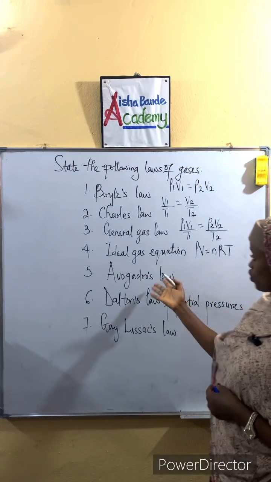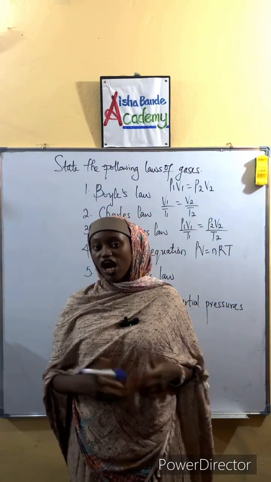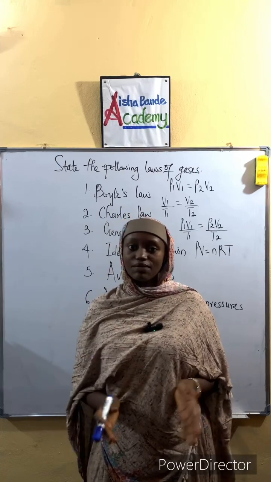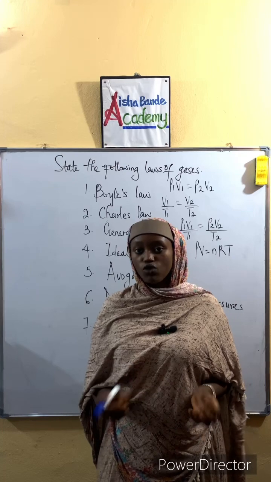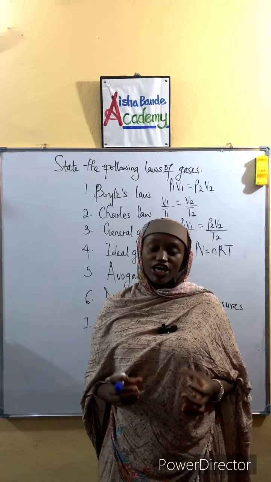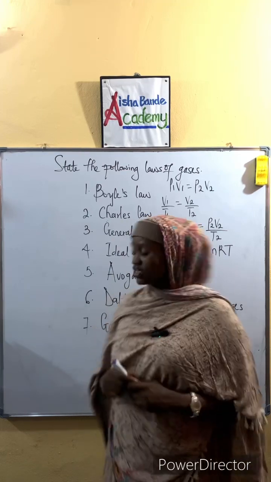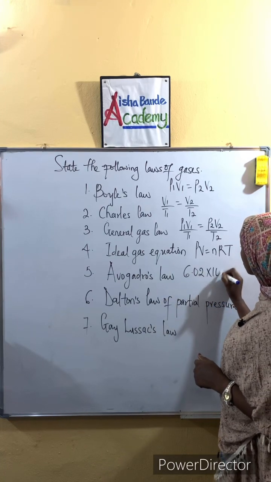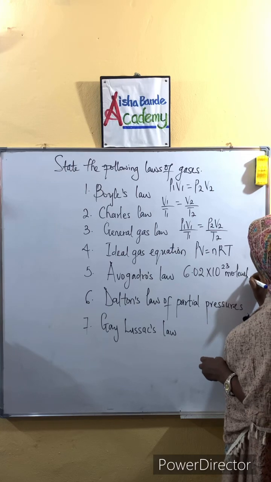Okay, so moving on to the fifth one, which is Avogadro's law. Avogadro's law states that equal volume of all gases at the same temperature and pressure contains the same number of molecules. And Avogadro's law has a number which is called the Avogadro's number, and this number is a constant, which is 6.02 times 10 to the power of 23 molecules, or you can say particles.